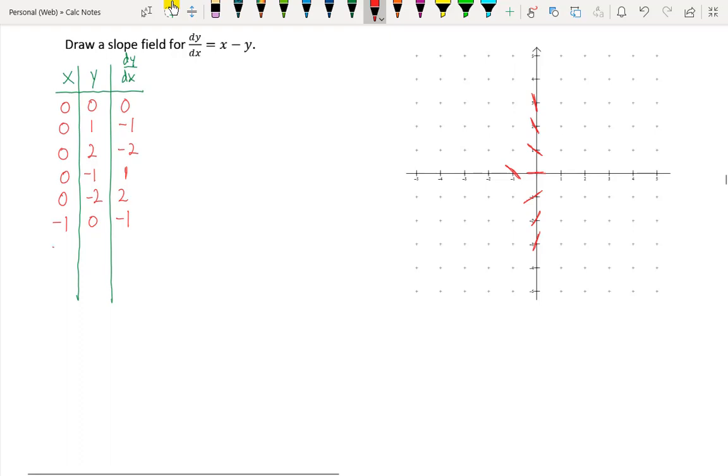Let's try -1, +1. So that would be -1 minus another 1, which is going to be -2. So that just got steeper. Let's try a -1, 2. So that's -1 minus 2 more. So that's -3. That got even steeper here.